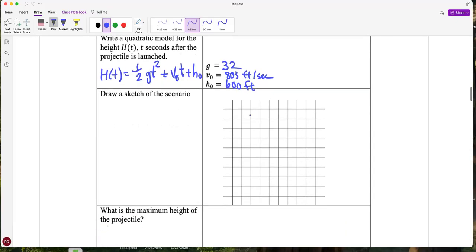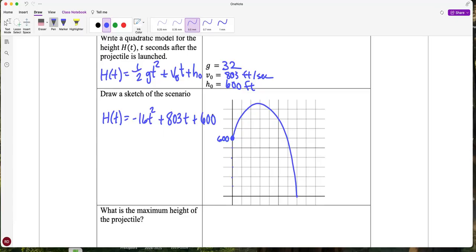So if I draw a scenario of what's going on here, if I label this 1, 2, 3, 4, 5, 6, so this is 600, that's where this object starts, okay? So basically this object is going to go up and then it's going to come down and it's going to hit the ground. So that's what's going to happen here. So my formula is going to be h of t equals minus 16 t squared plus 803 t plus 600. Okay.